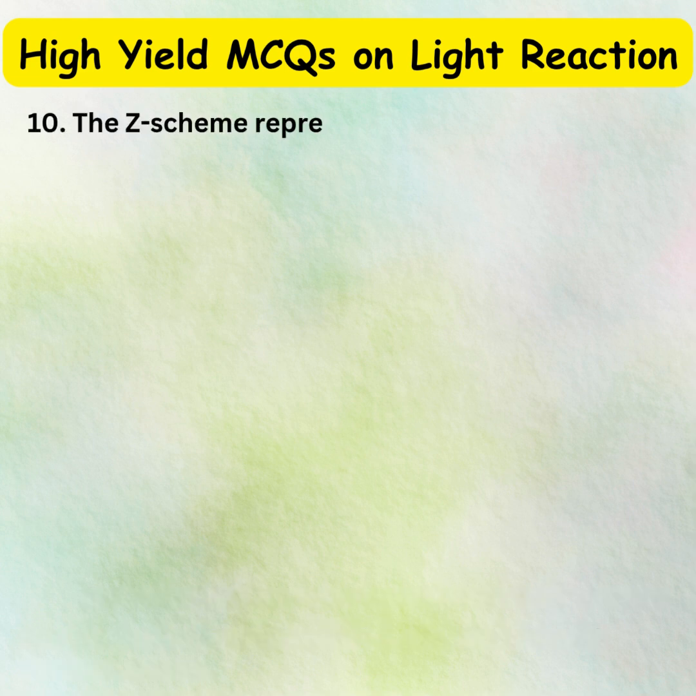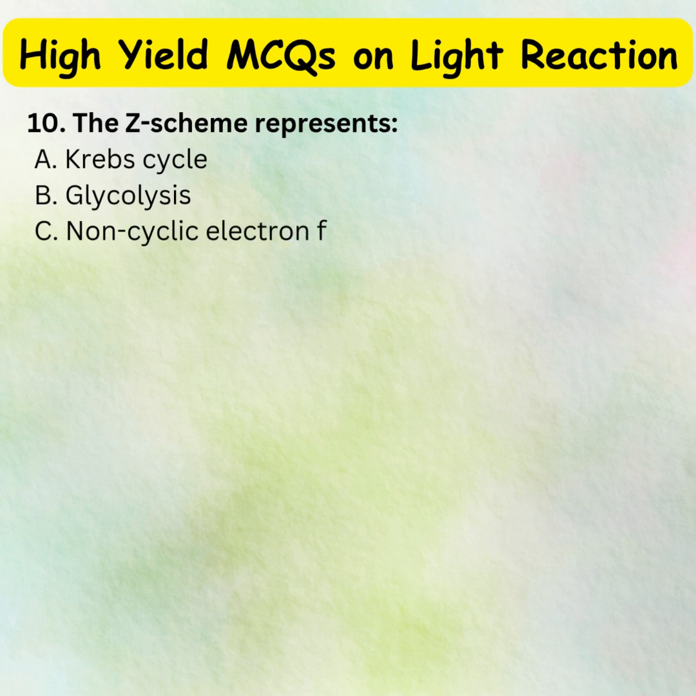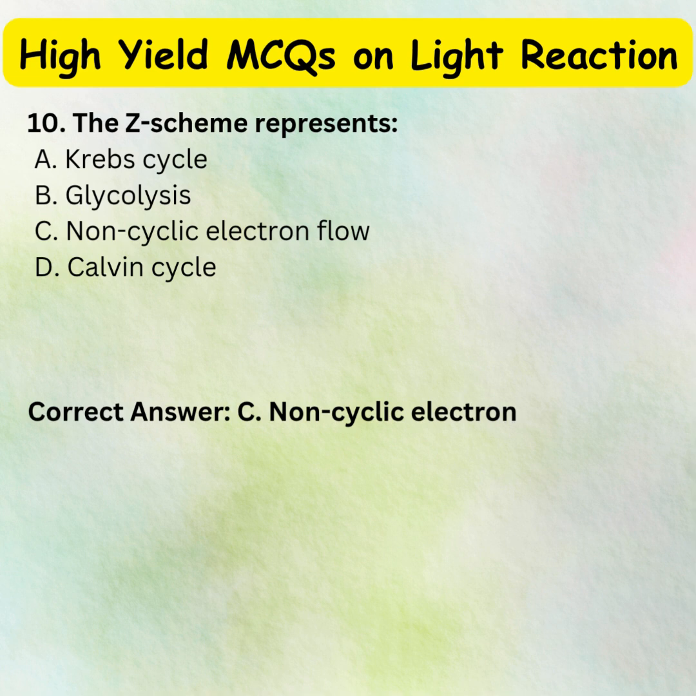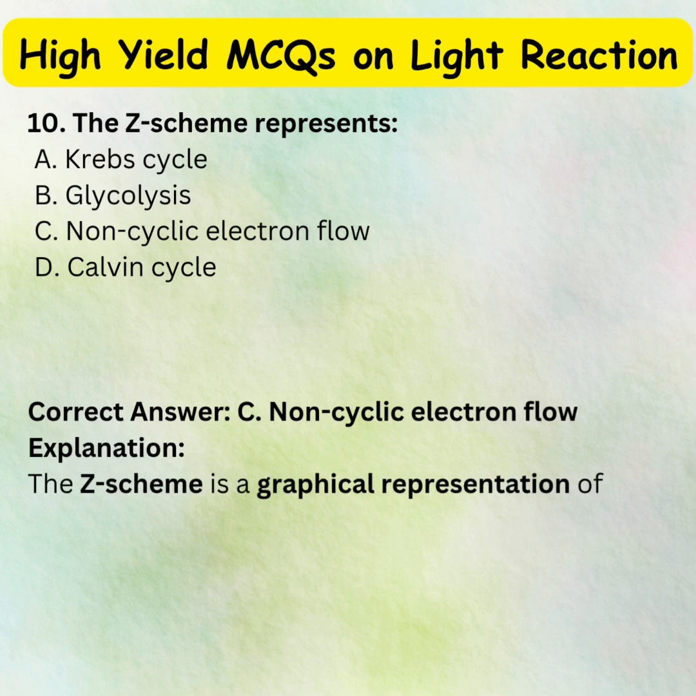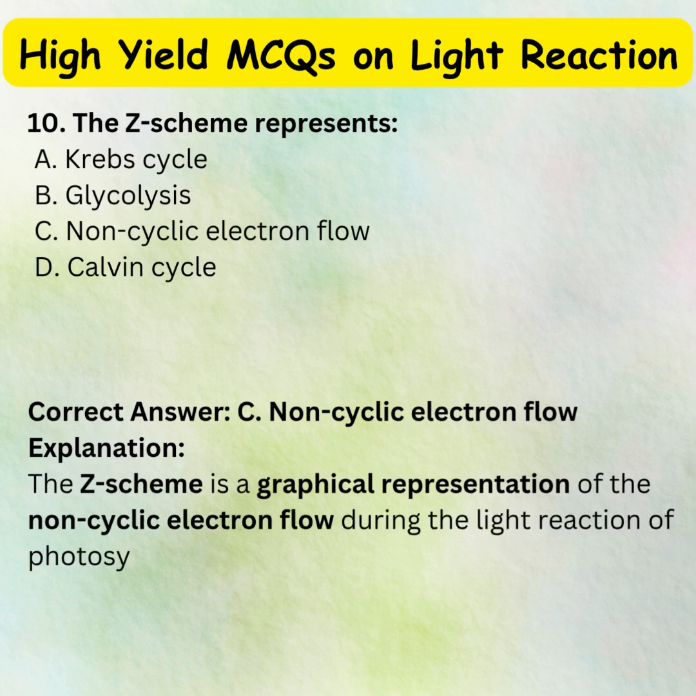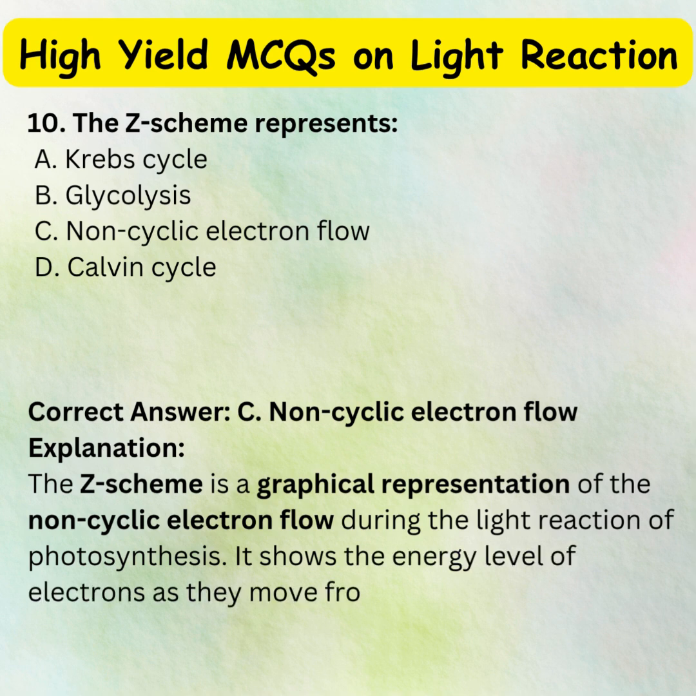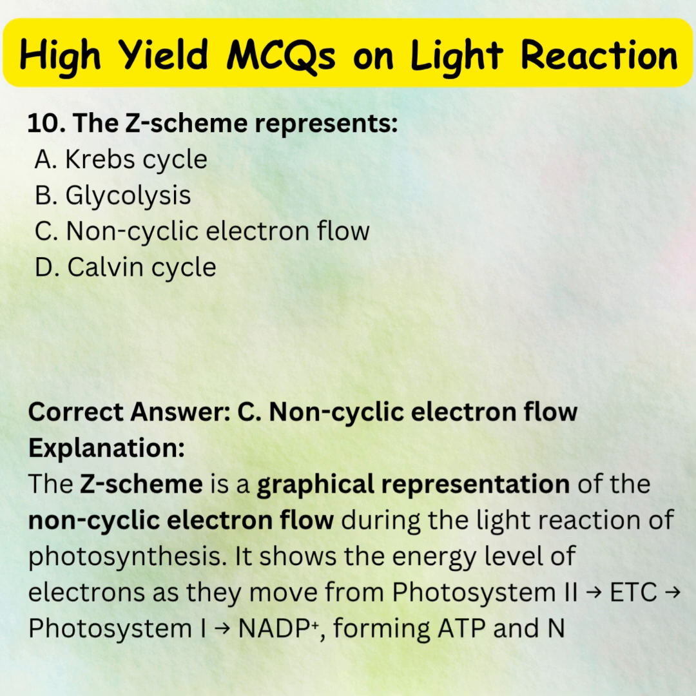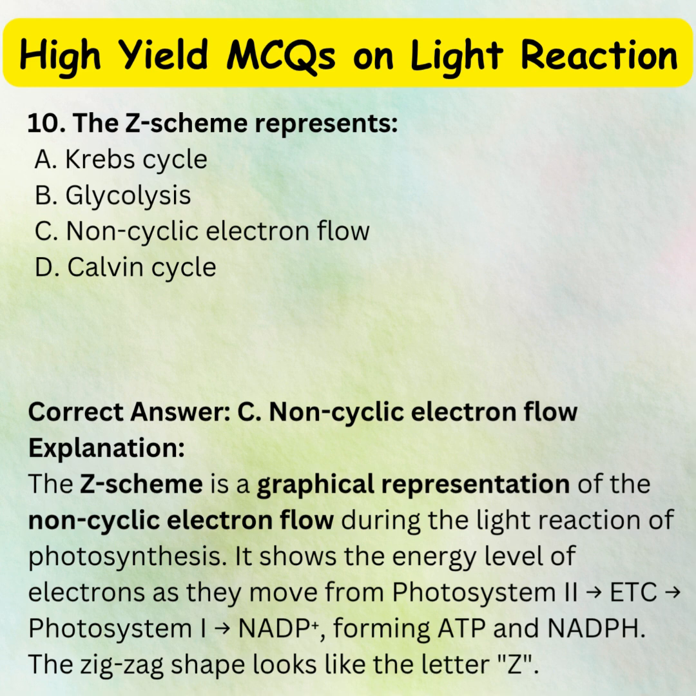Question 10. The Z scheme represents A. Krebs cycle, B. Glycolysis, C. Non-cyclic electron flow, D. Calvin cycle. Correct answer is option C, non-cyclic electron flow. The Z scheme is a graphical representation of the non-cyclic electron flow during the light reaction of photosynthesis. It shows the energy level of electrons as they move from photosystem 2 to the ETC to photosystem 1 to NADP+, forming ATP and NADPH. The zigzag shape looks like the letter Z.